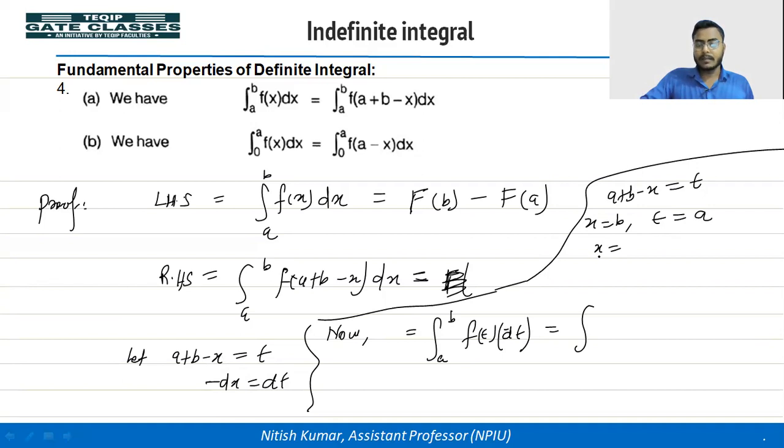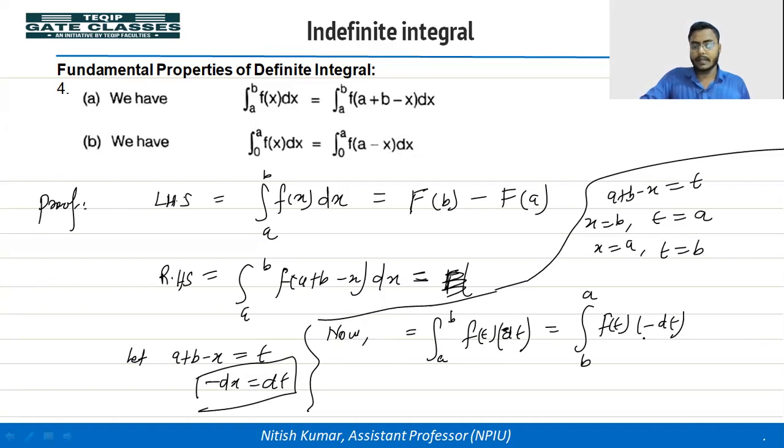And what is the lower limit? So in the case of t, the upper limit will be a, and what will the lower limit be? When x is equal to a, t is equal to b, so we have to write a to b, and f of t dt, with a minus dt.